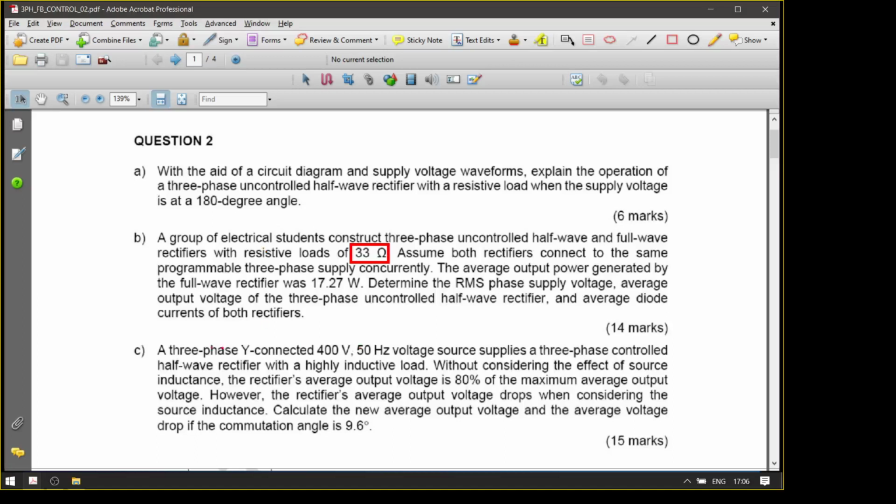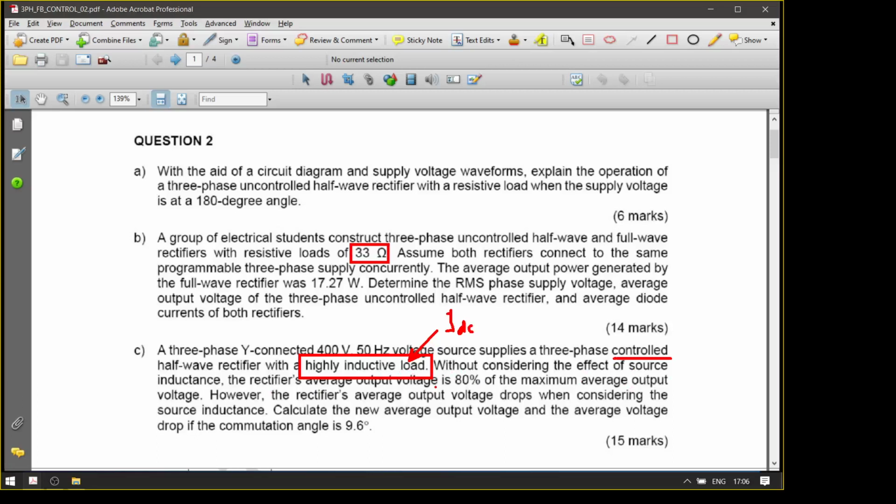And part C: a three-phase Y connected 400 volt 50 Hz voltage source supplies a three-phase controlled half-wave rectifier. So now the question turns to a controlled rectifier. It is a half-wave rectifier with a highly inductive load. That means we are analyzing the circuit with a constant current at the output, without considering the effect of source inductance.